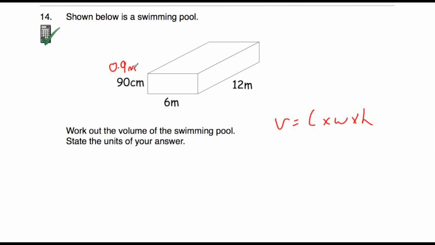And to get the volume, we're going to do the length multiplied by the width multiplied by the height. So the length is 12, multiplied by the width, which is 6, and multiplied by the height, which is 0.9, and that's all in metres. And it's a calculator question, so 12 multiplied by 6 multiplied by 0.9 is equal to 64.8 metres cubed. And that's it. So that's our answer.